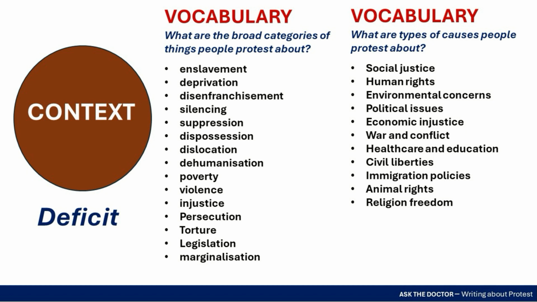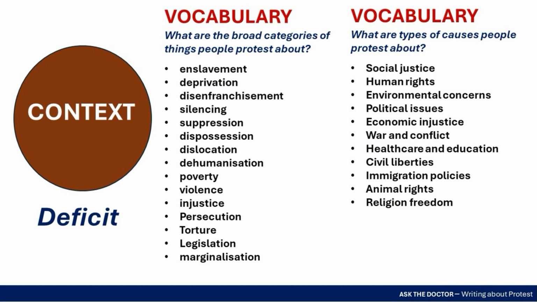Environmental concerns. People protest against environmental degradation, climate change, deforestation, pollution, and the exploitation of natural resources. Political issues. This includes protests against government policies, corruption, authoritarianism, electoral fraud, and lack of political representation. Economic injustice. Protests often target economic disparities, labor rights, austerity measures, unemployment, and issues related to poverty.